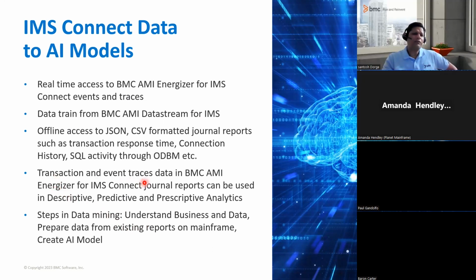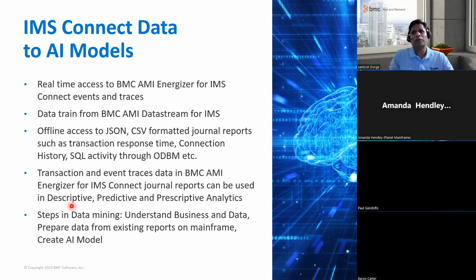So transaction event traces, like I showed on the previous slides, in the BMC ME Energizer for IMS Connect, and journal reports can be used in descriptive, predictive, and prescriptive analytics. There are different phases of the analytics I'm speaking about here. One is descriptive. It's based on the historical data: what happened, and why that particular condition occurred in the system, is descriptive analytics.